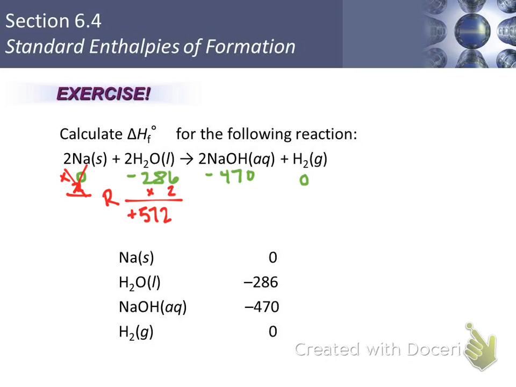Right, what do we need to do with sodium hydroxide? Multiply by 2. Do we need to reverse that one? No, because it's already a product. So negative 940. So we get negative 368.